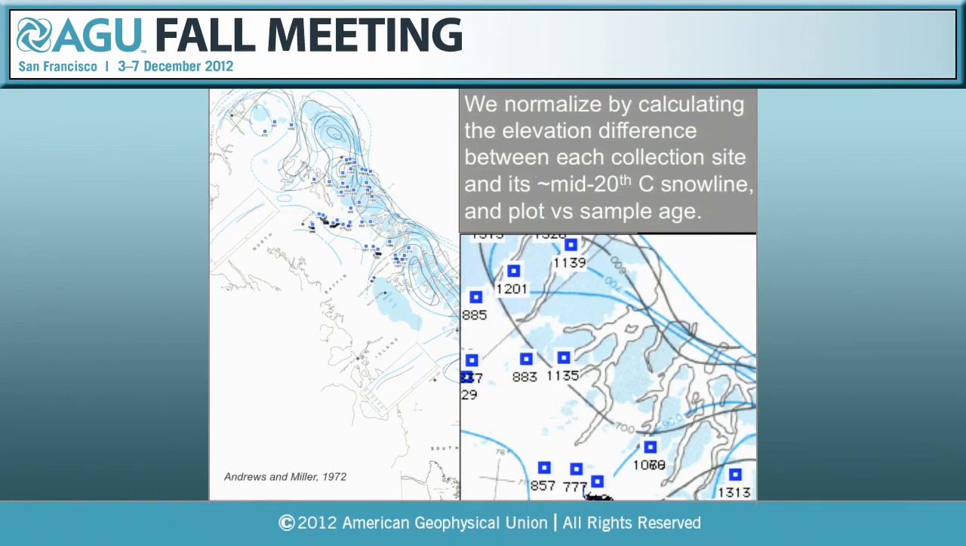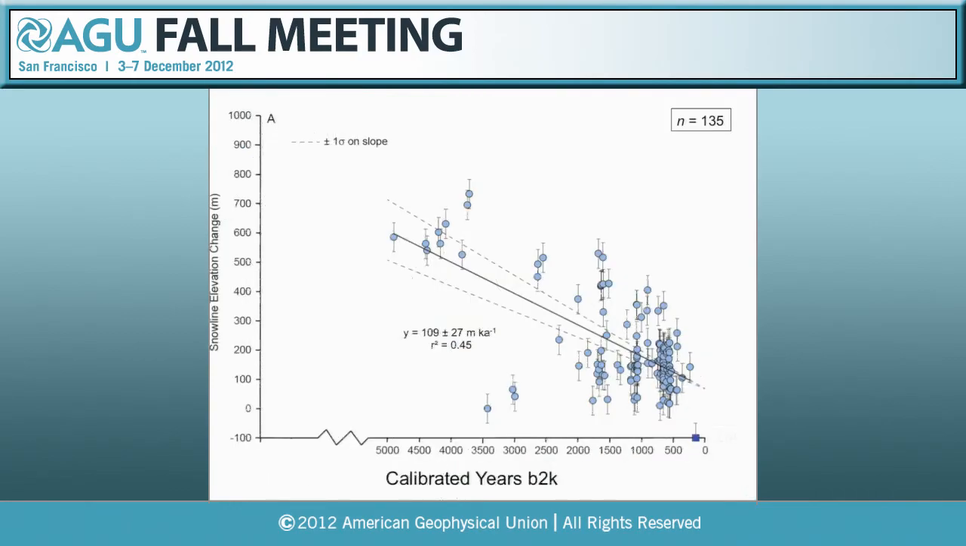So this little site here is 180 meters. The snow line was 180 meters higher than the mid 20th century when it was covered. Up here, here's a site where the snow line was 500 meters above the mid-20th century snow line. We had hoped that the date on this one is going to be different than that one, whereas this one might be the same. So for each site, we've calculated the snow line change since the site was covered and plotted that against its calibrated radiocarbon age.